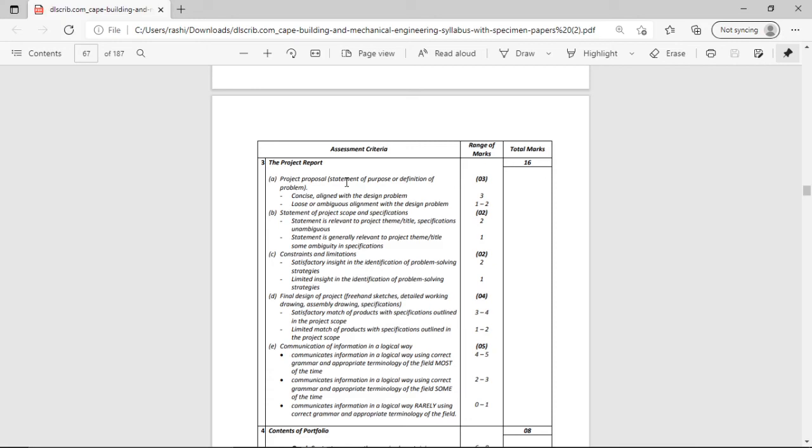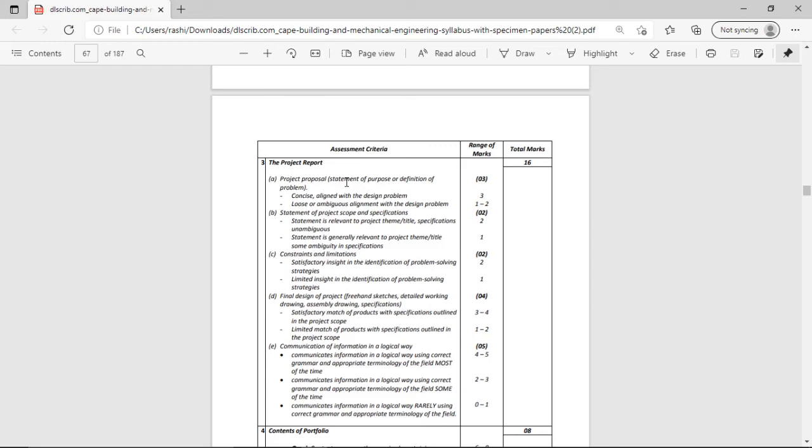So it's concise and aligned with the design problem. It has to be aligned with the design problem. You can't be designing for an elderly couple and have narrow staircases made out of glass, with their bedroom upstairs and their bathroom downstairs, so they have to be up and down the stairs. It has to be in line with whatever the design problem is.